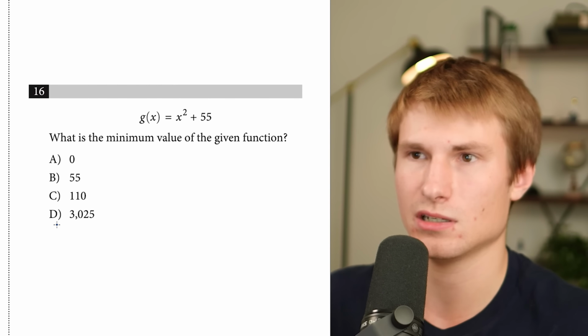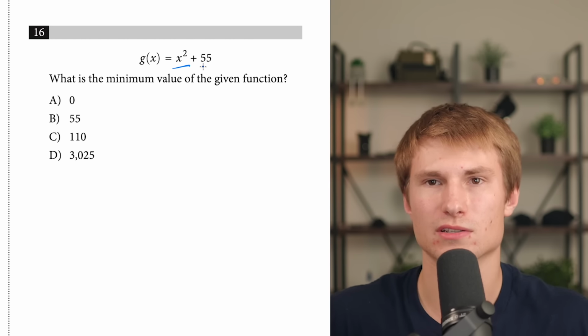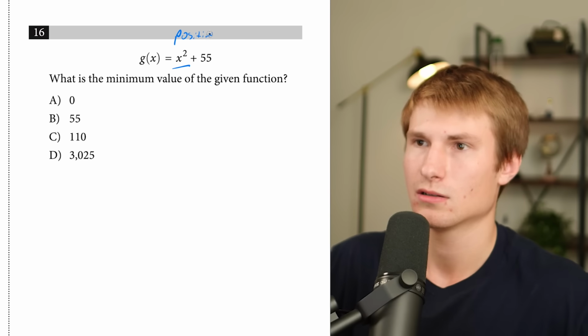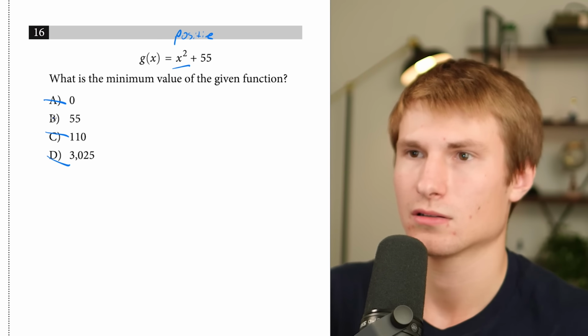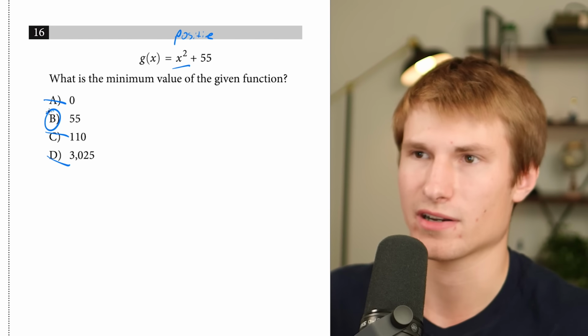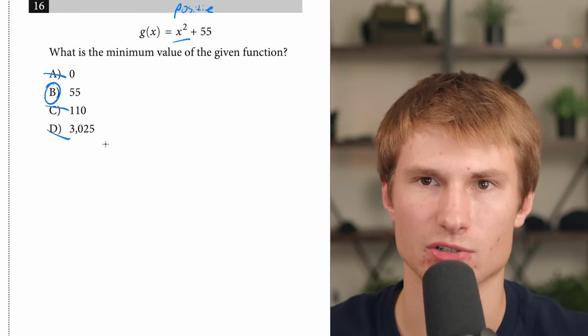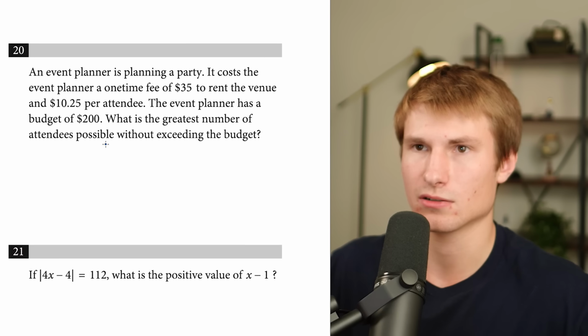Okay, number 16. What is the minimum value of the given function? Okay, this is super simple. We have x squared, that's always going to be positive. And then we have plus 55, so the minimum value would be 55. Okay, that one's really easy. Just recognize that x squared's got to be positive. If you're adding a positive number to anything, it's just going to get larger, so minimum value there would be 55. Number 17 it looks like we're on now.